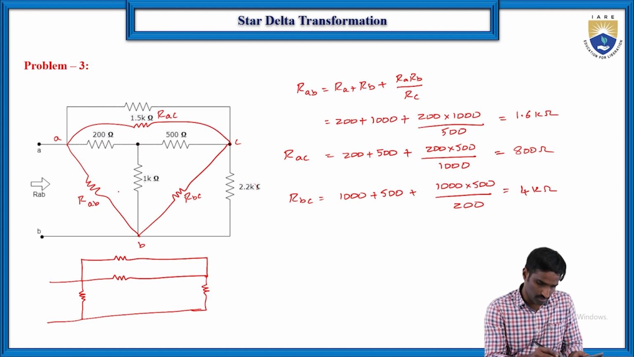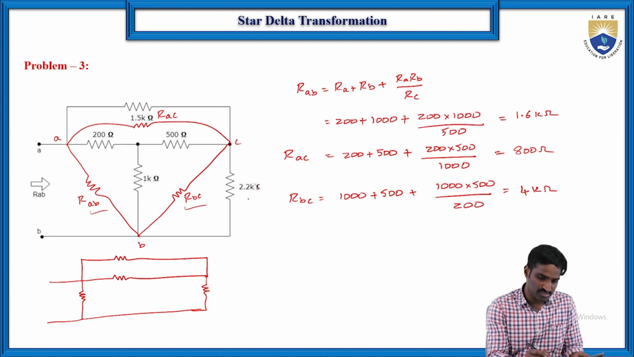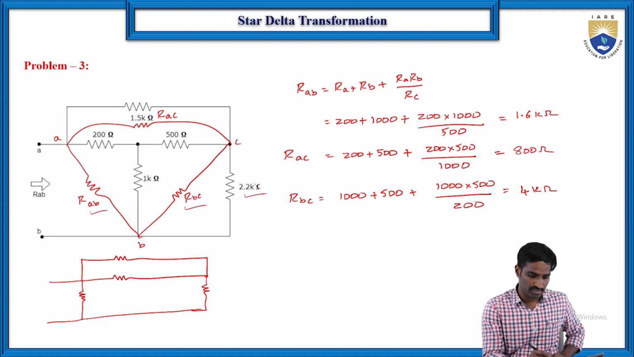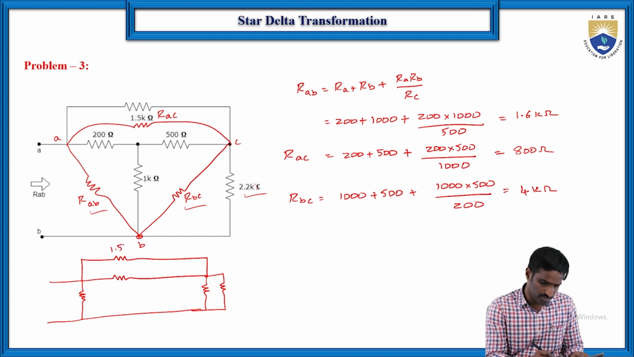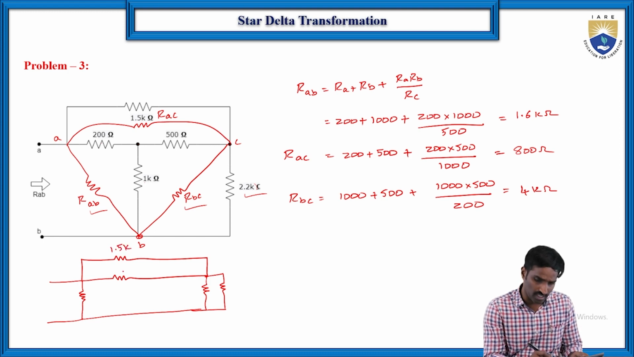Yes, 1 2 1 and 2. Okay, and one more resistor is also there here, because RAB, RBC, and this point all are connected to this point B only. So that's why one more resistor is also there here, right? So this is 1.5K, and here it is RAC.